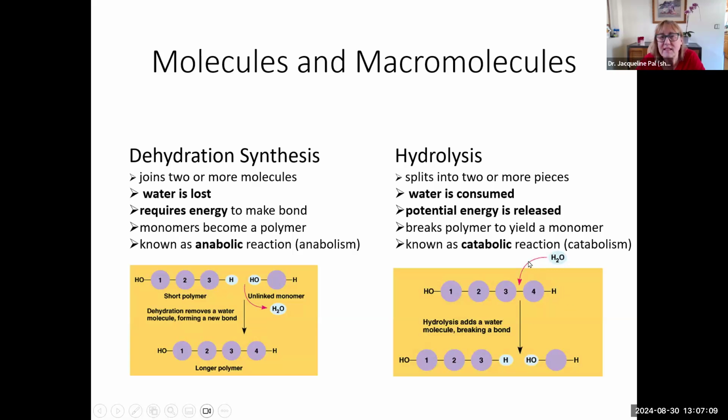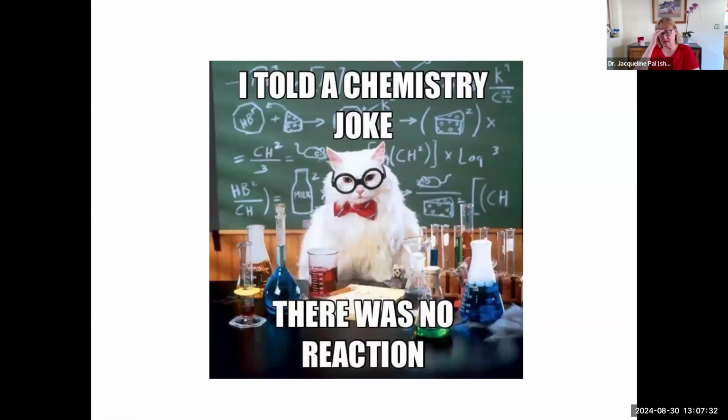Okay, so that potential energy is being released. And this is an example of catabolism. This is a catabolic reaction. Okay, and in this example, it's showing we're going to have a polymer and a monomer, but we could have split the reaction here in the middle where we would have ended up with two dimers. Okay, so does everybody understand that? All right.